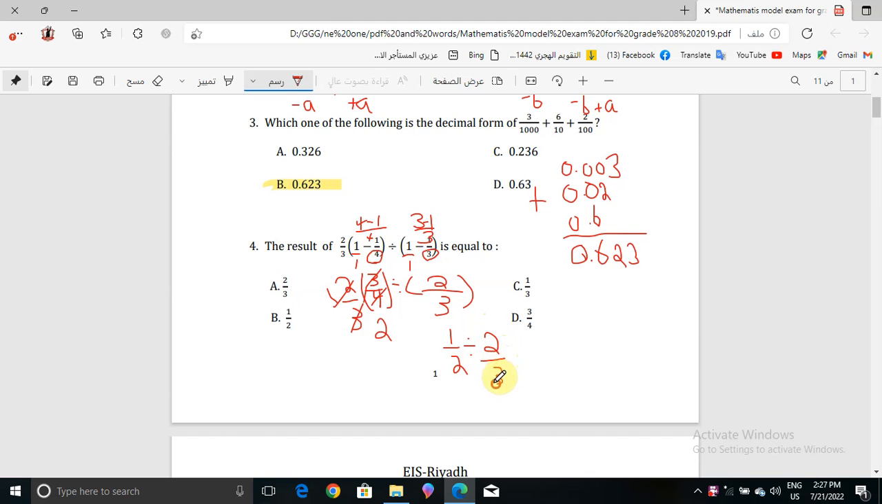When we make it multiplication, we will flip. So that means 1 over 2 times 3 over 2. Now 1 times 3 is equal to 3, and 2 times 2 is equal to 4. So the last answer we have here is 3 over 4, which is in choice D. 3 over 4 is the correct answer for question number 4.